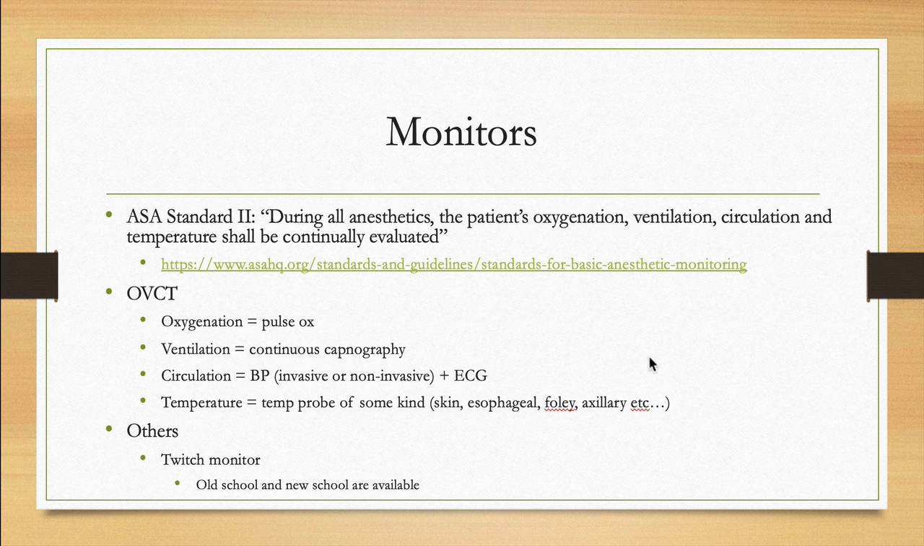So for oxygenation, we'll use the pulse oximeter. For ventilation, we'll use continuous capnography. Circulation, we'll use blood pressure, whether it's invasive or non-invasive, plus the ECG. And for temperature, we'll use a temperature probe of some kind, whether it's skin, esophageal, attached to the Foley, a Swan, an axillary. There's a billion places you can monitor temperature. Other monitors to keep in mind, however, include the twitch monitor if you're using paralysis. And we have both the old school and the new school ones available, and I'll discuss what that means shortly.